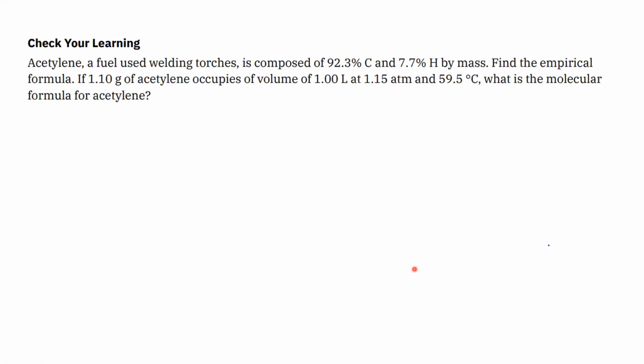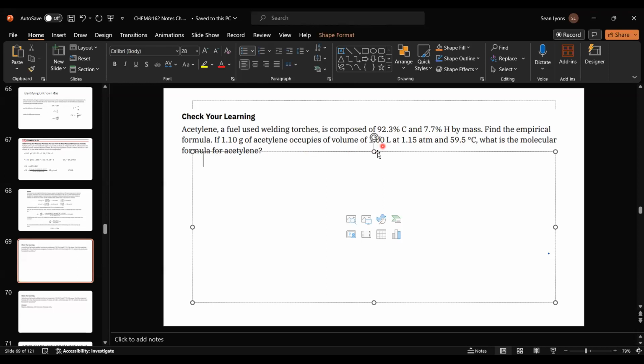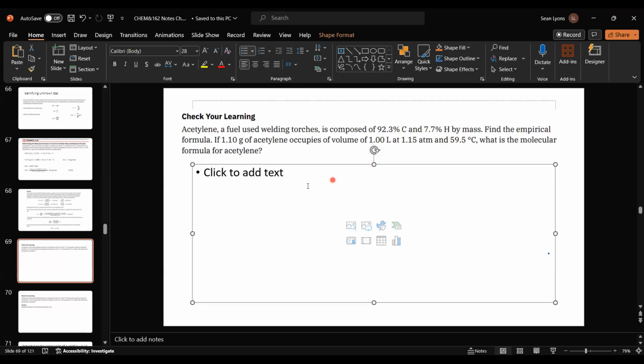All right, so if you want to practice with one on your own, feel free to pause the video. Otherwise, I'm just going to go ahead and do the same thing. This is going to be a very similar question. It's just we've got a different percentage of carbon to hydrogen. So 92.3 grams divided by 12.01 for the carbon.